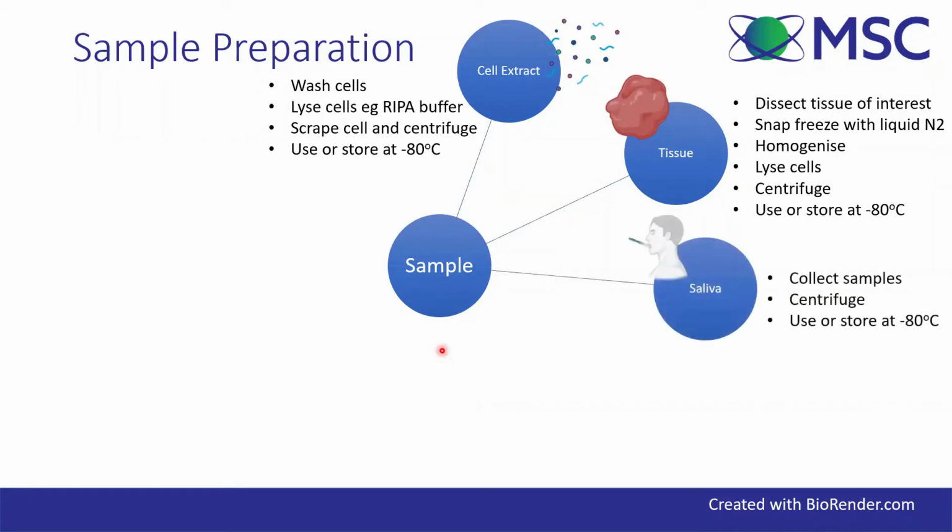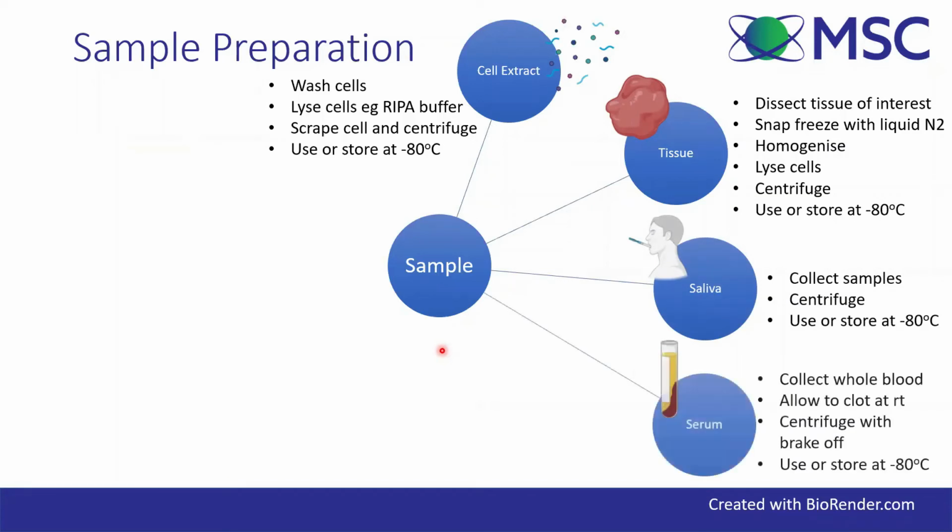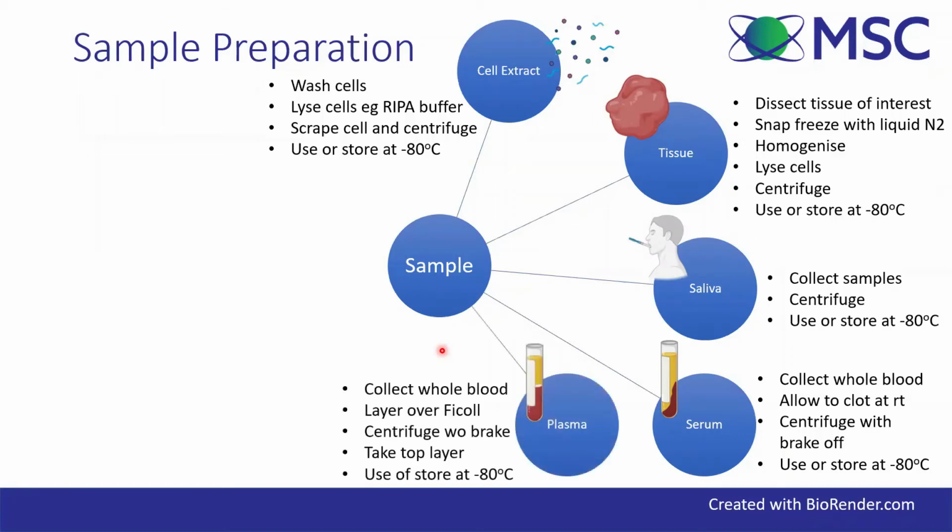Saliva is very simple, you just have to collect samples. Again, centrifuging is just to remove debris, and then you can use it. Serum, obviously collect whole blood, allow it to clot at room temperature, and then centrifuge, but this time with the brake off, and again, you're free to use it. Plasma, again, whole blood, but this time you lay it over Ficoll, centrifuge with the brake on, and then use the top layer.